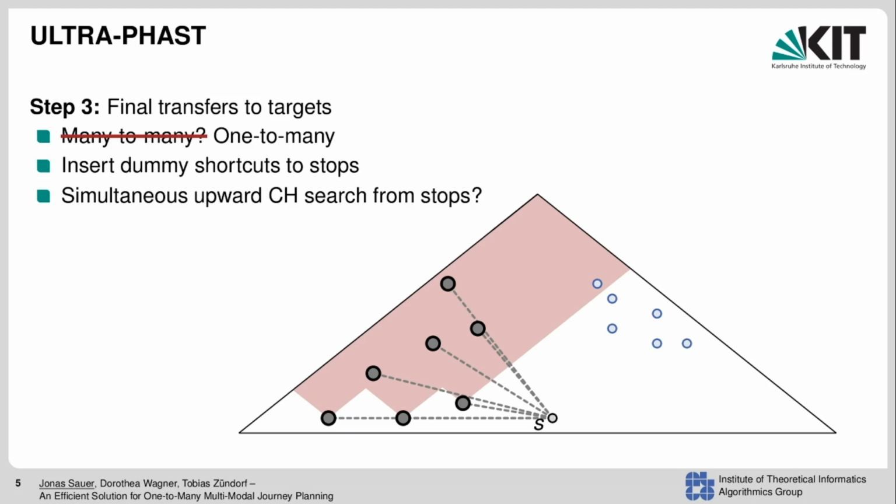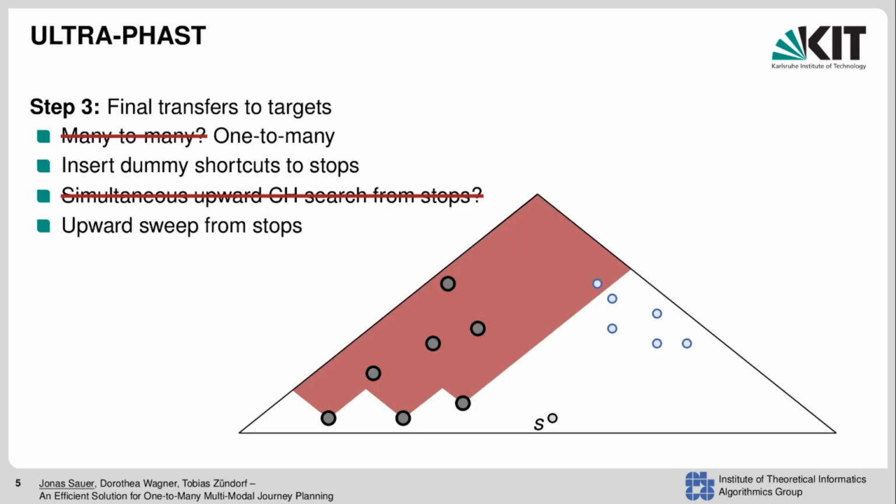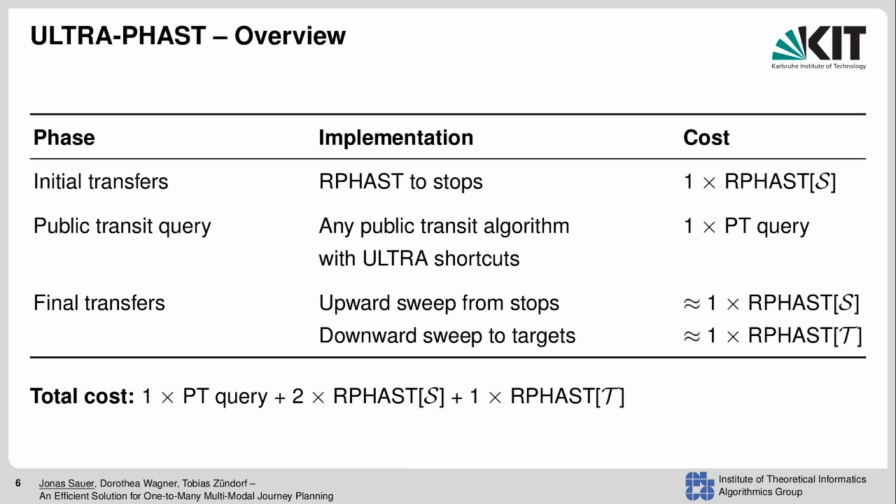which will be the entire area highlighted in red. So what we can do, which is more efficient, is to instead perform an upward sweep from the set of stops, which is analogous to the downward sweep we perform to the targets. So we have an upward sweep here, and then we perform a downward sweep to the set of targets. And this is our query.